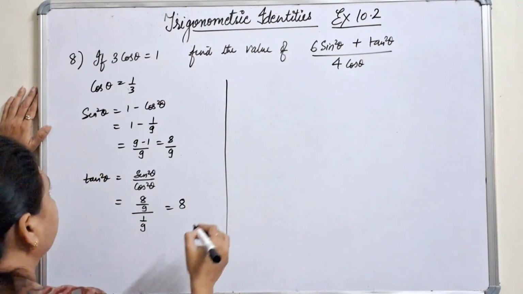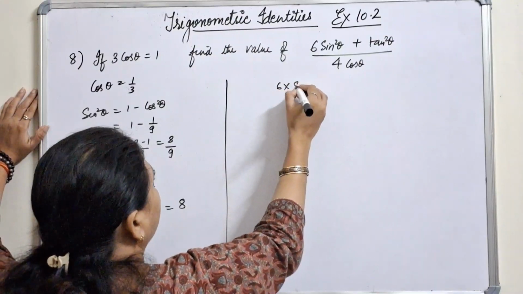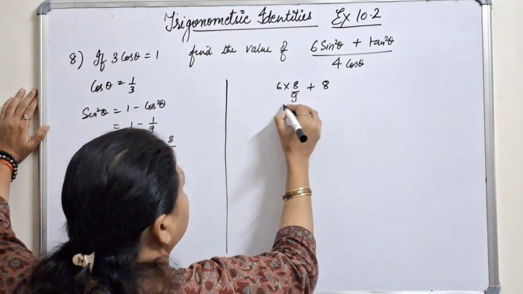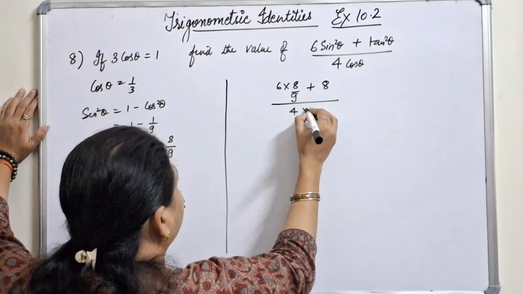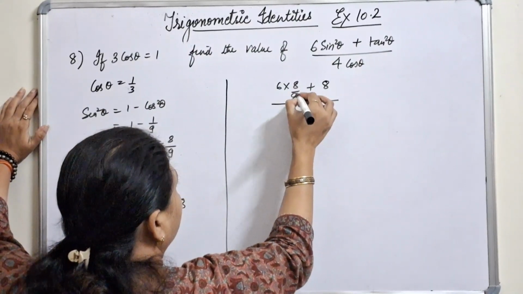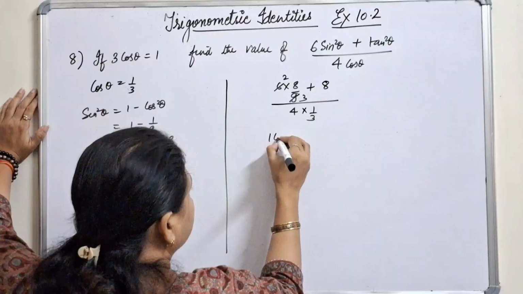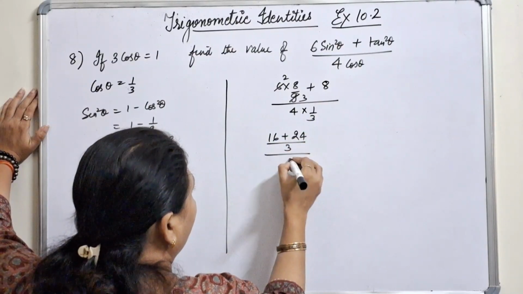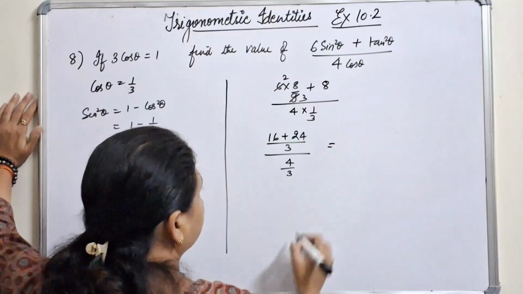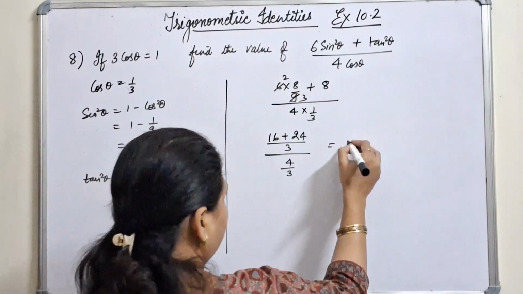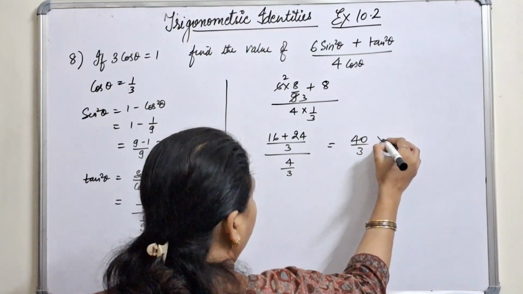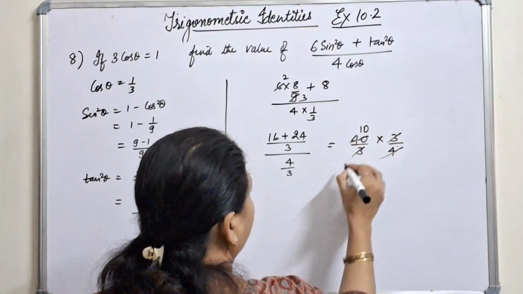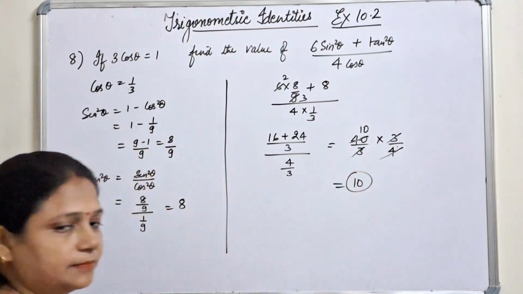Substituting the value, 6 into 8 upon 9 plus tan square theta, which is 8, whole upon 4 into 1 upon 3. So this is 16 plus 24 upon 3 whole upon 4 upon 3. 16 plus 24 is 40 upon 3 multiplied by 3 upon 4. This is cancelled and the answer is 10.